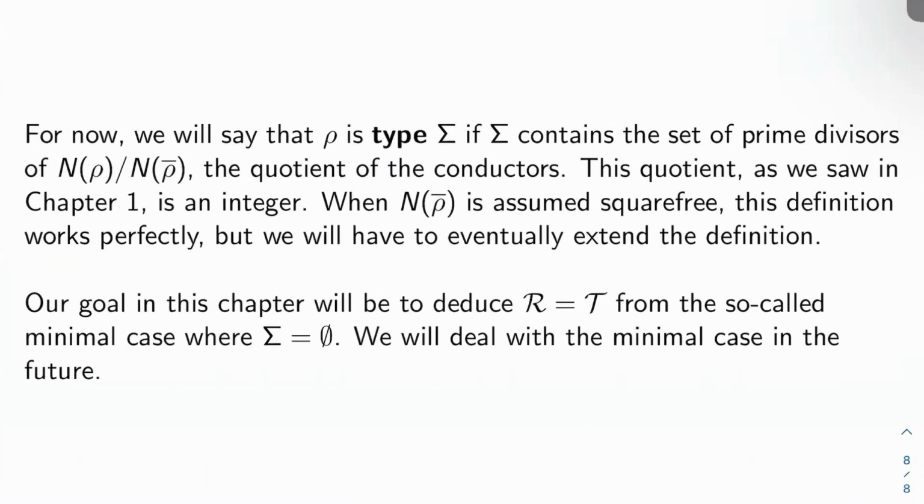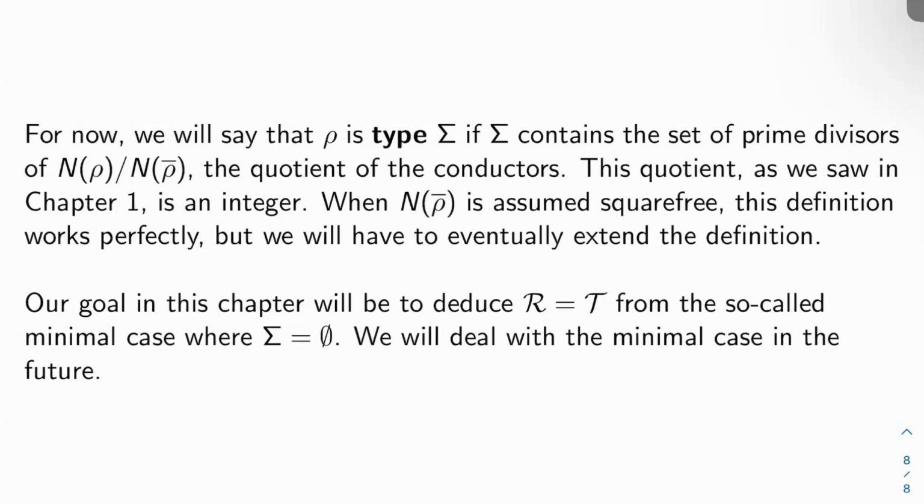So what is this whole type sigma business? I'll just conclude by briefly introducing this concept, although this is not the concept we'll end up working with ultimately. We'll say that rho is type sigma if sigma contains the set of prime divisors of the conductor of rho divided by the conductor of rho bar, the conductors of the representations. That's also a concept defined in chapter 1 of this playlist. This quotient, as we saw also in chapter 1, is an integer. So we know N of rho bar always divides N of rho, although this is not super easy to show.